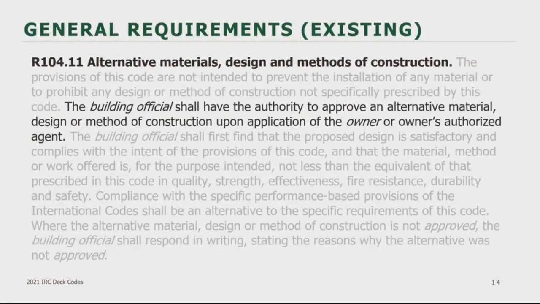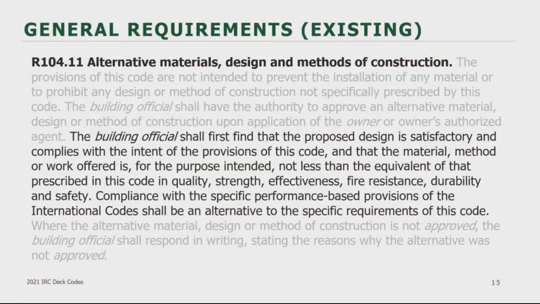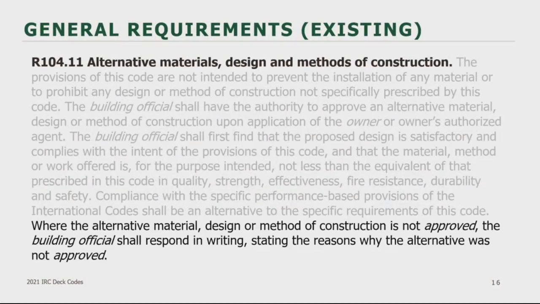The second sentence gives you, the building official, the authority to approve these alternatives. The third and fourth sentences give some background on what a building official will look for. The alternative design or material should meet the intent of the code provision and shall not make the structure less safe than the code. And then to wrap it up, if the building official does not agree with an alternative and does not approve it, they have to respond in writing with the reason why it was not approved.